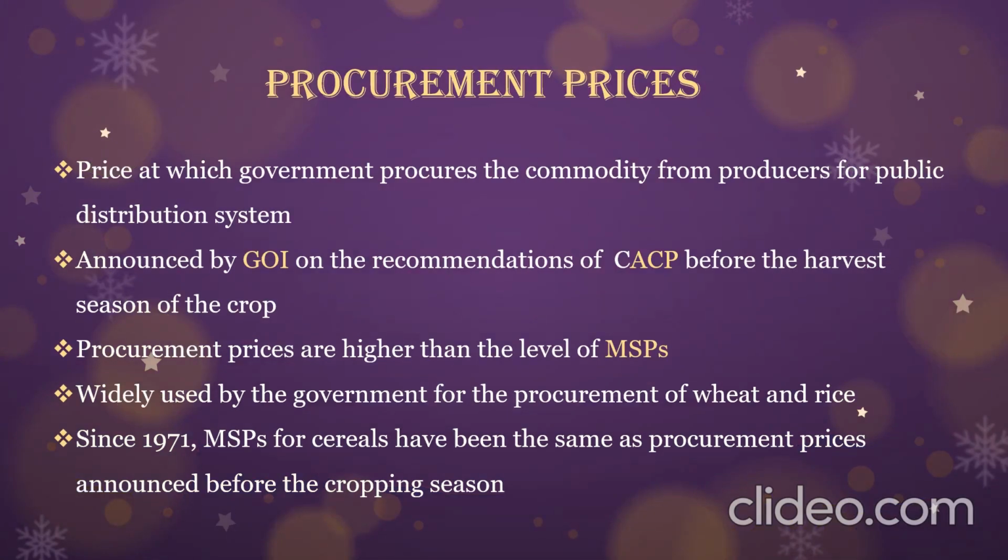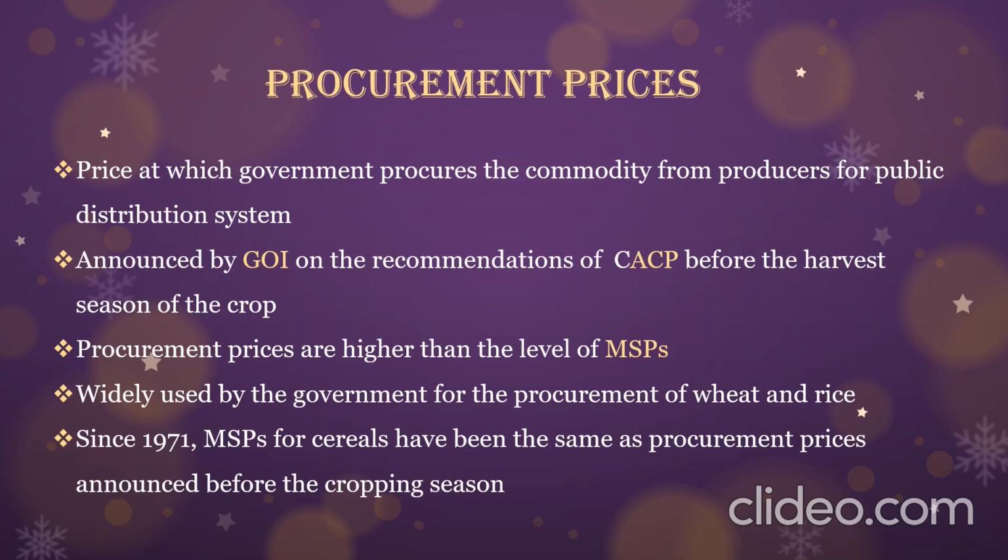Next comes an important price policy called procurement price policy. These are the prices which are declared by the government generally at the time of harvest of the crops. These are nothing but the price at which the government procures the commodity from producers for public distribution system in order to provide guarantee to the farmers that they will never allow the price to fall below a certain level. If so, the farmers can sell their products to the government.